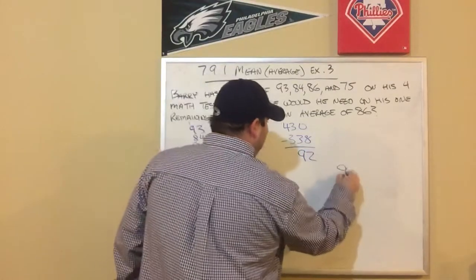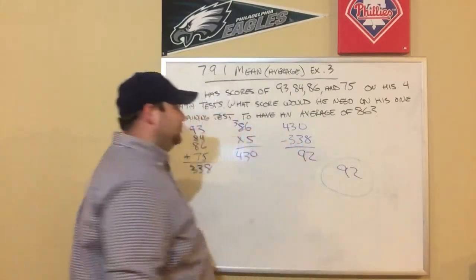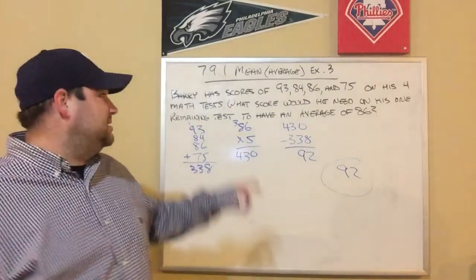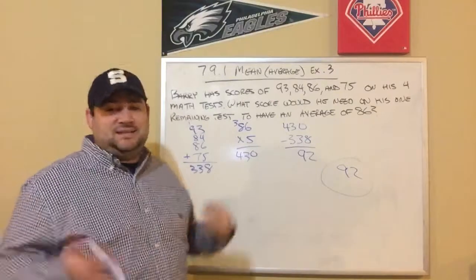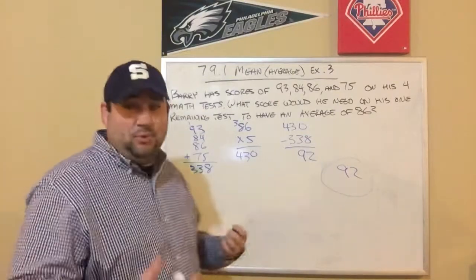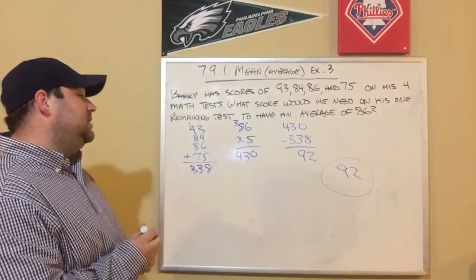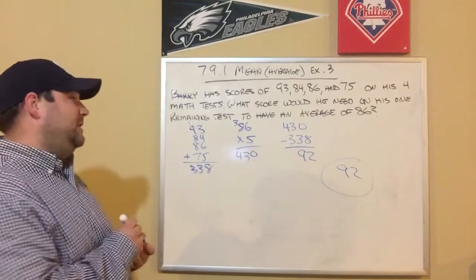So he wants to average a 92. I don't need to label a percent because if you look in the question, they didn't actually have percent symbols anywhere. So I can just say it's a 92 because maybe they were just not talking about points and not percents necessarily. So he needs to score a 92 on that test.